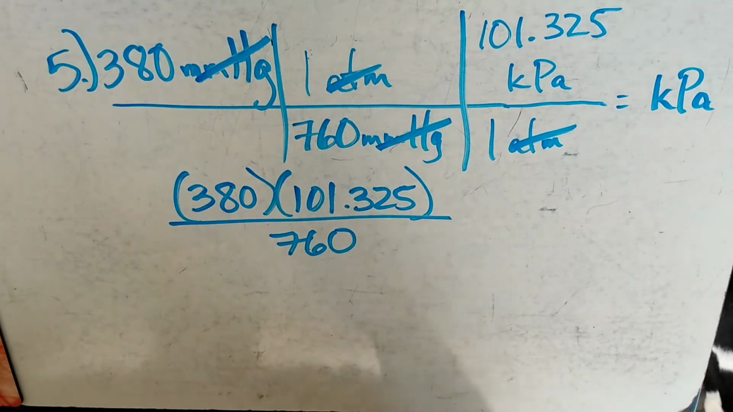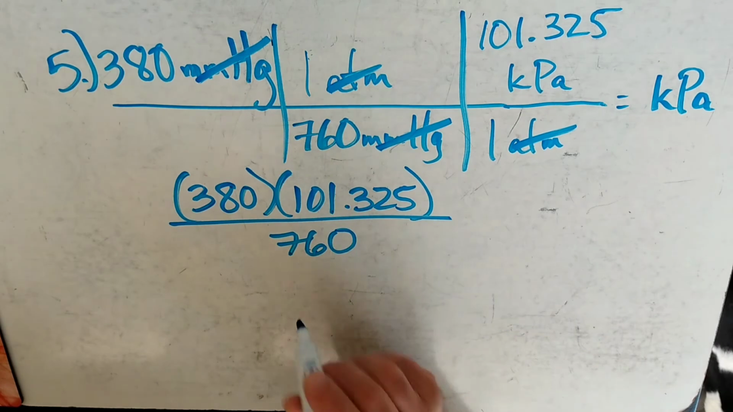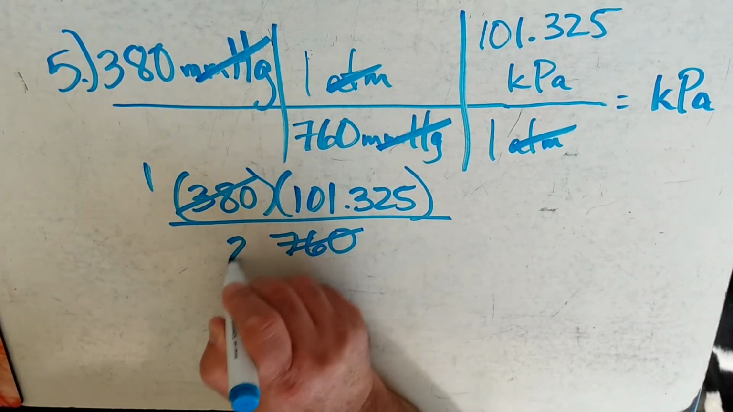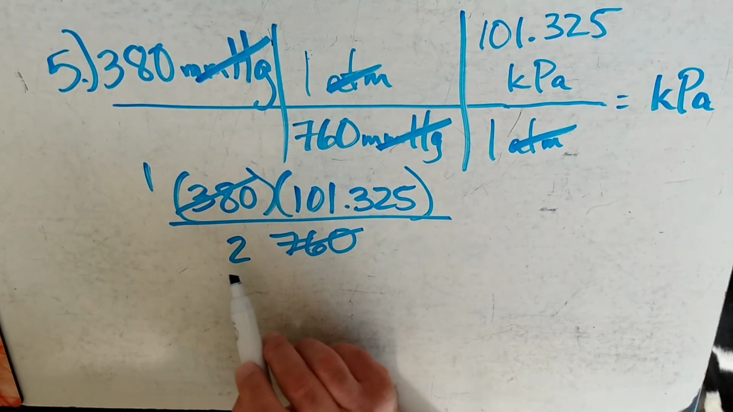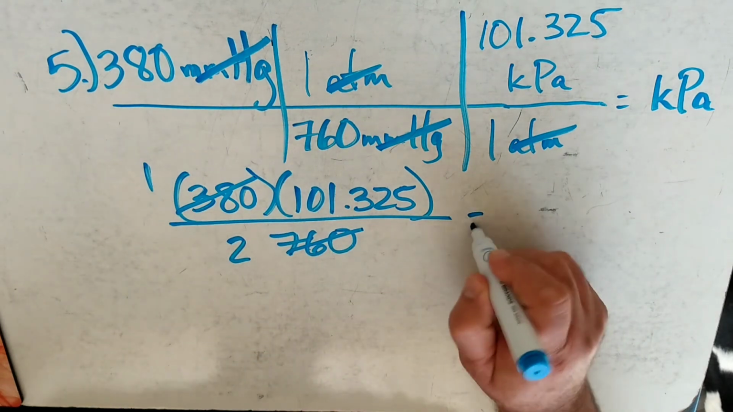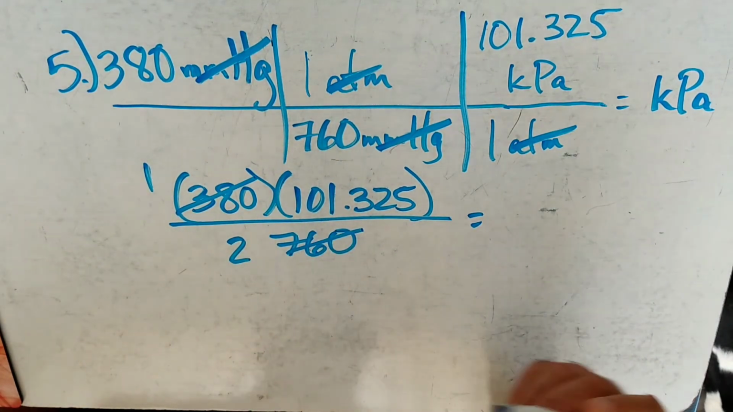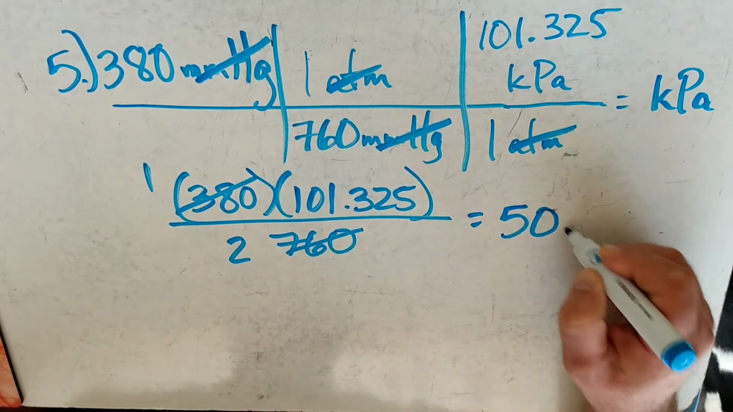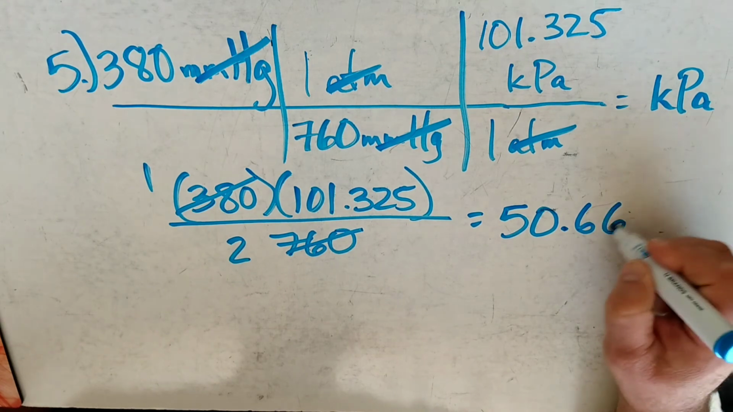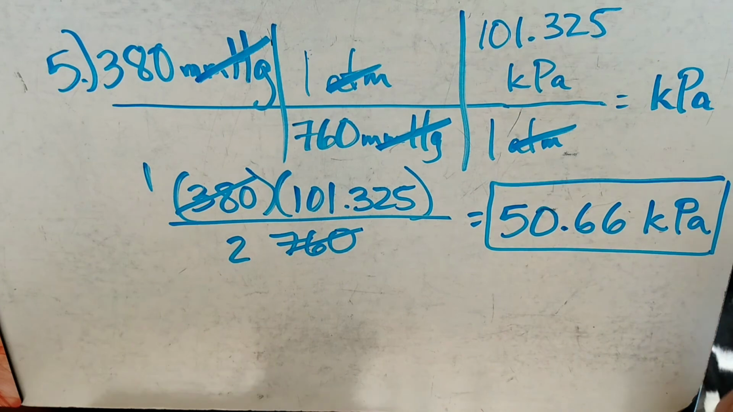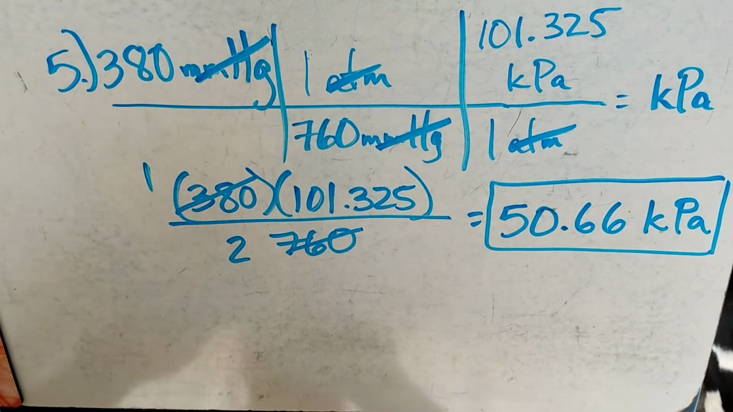Now, I can see already, if you just crunch this in your calculator, you'll get this, but 380 goes into 760 twice, so I really have 101.325 divided by 2, and obviously 100 divided by 2 is going to be about 50 anyways, so our actual answer after crunching it into the calculator is 50.66 kilopascal. And there we go. That's how we figure out pressure.